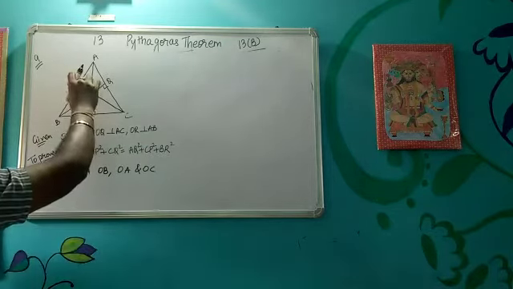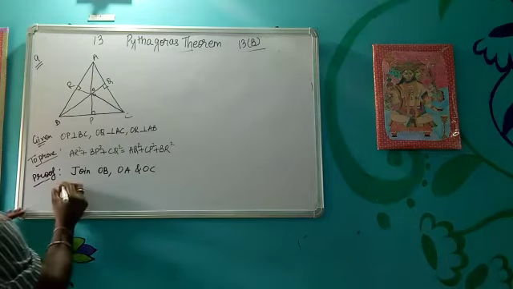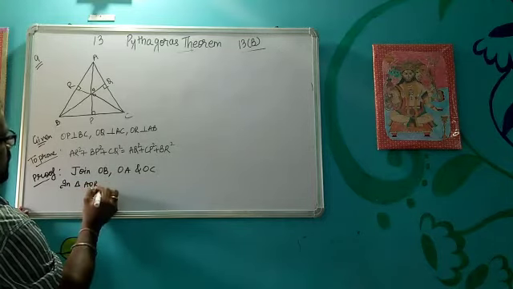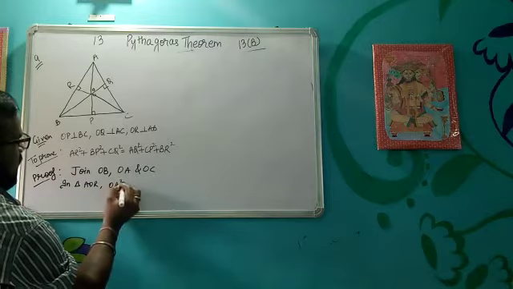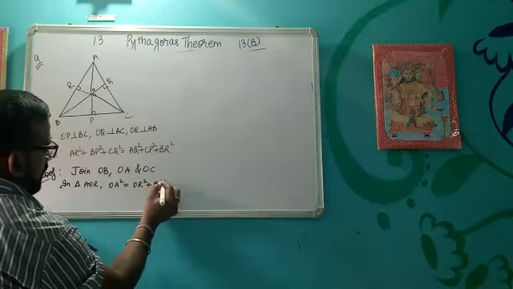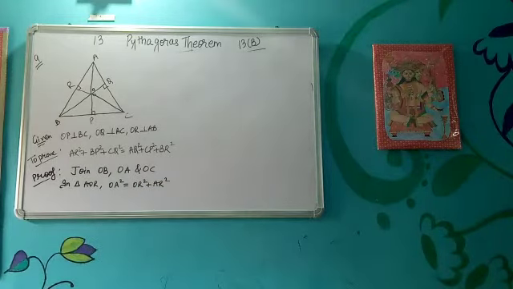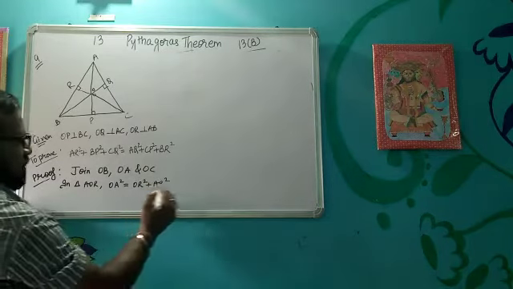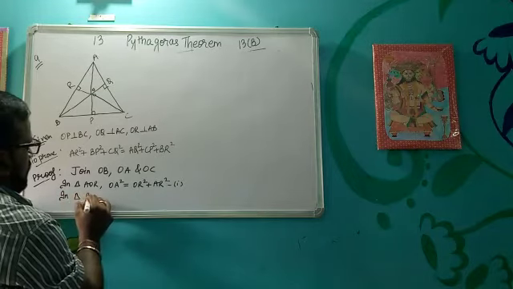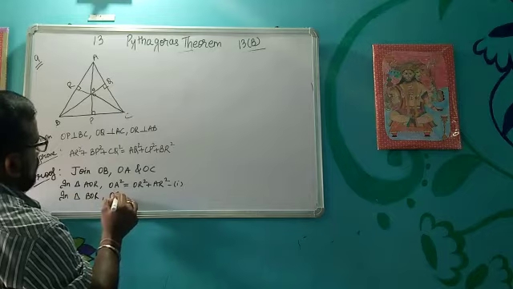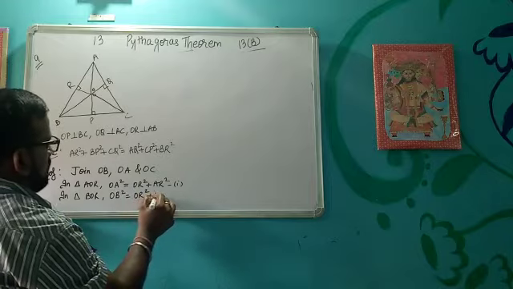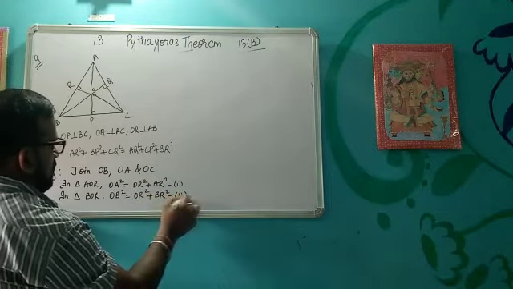So in this OR will be common. So I will take in triangle AOR, OA square is equal to OR square plus AR square. Okay. This is our first. Then in triangle BOR, OB square equal to OR square plus BR square. This is our second expression.